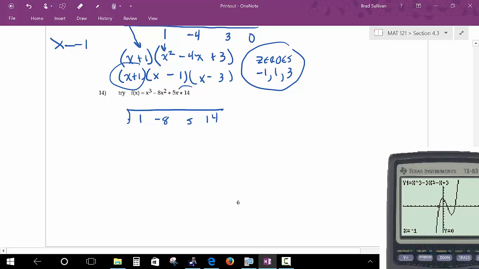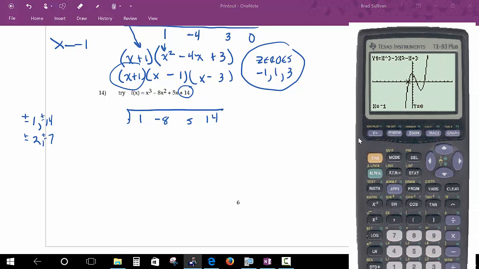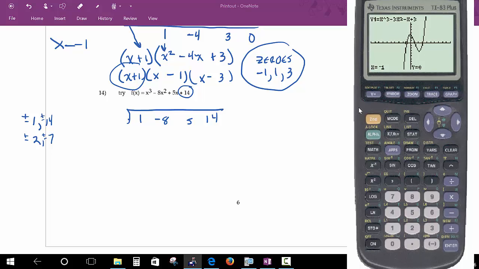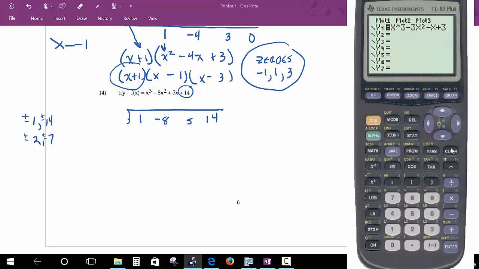Now, what you want to do in this case is you want to just identify all of the factors of 14. So what do you have? You have 1 and 14. You have 2 and 7. They could also be negative or they could be positive. Those are the possible zeros on this problem, if they exist. That's what you're going to have.